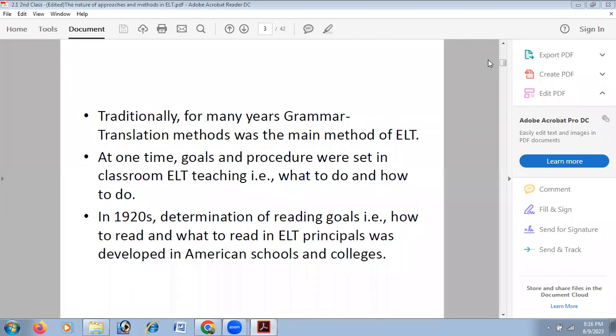So actually, in the 1920s decades, determination of reading goals and how to read and what to read in ELT principle was developed in American schools and colleges. Okay, so before the 1920s, grammar translation method had been used as the only one method of English language teaching, but that method got questioned in the 1920s decades. For what? So what is the reason for having questions on grammar translation method?